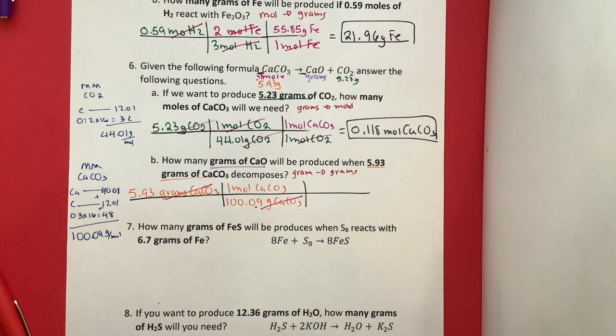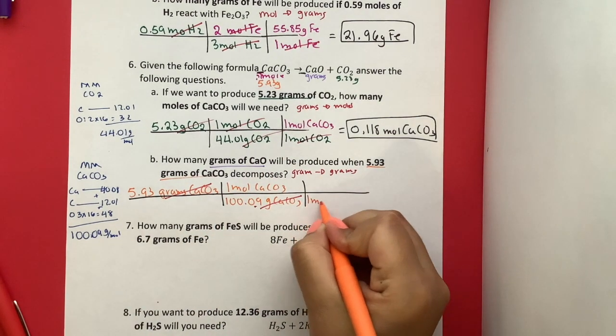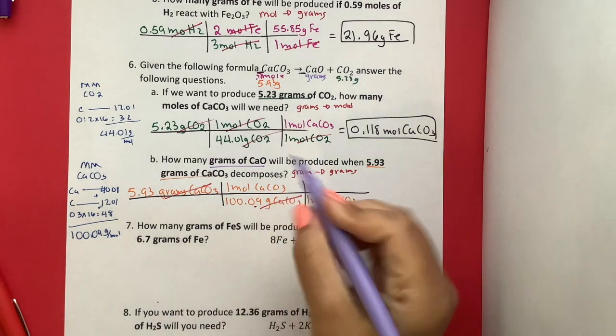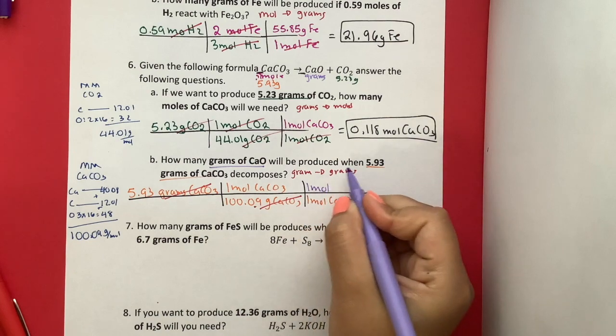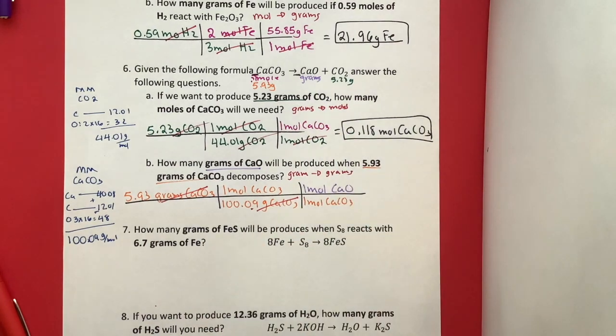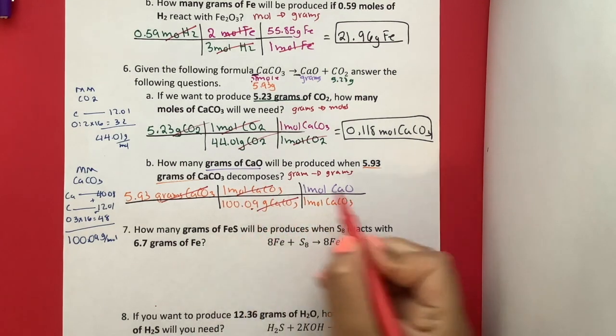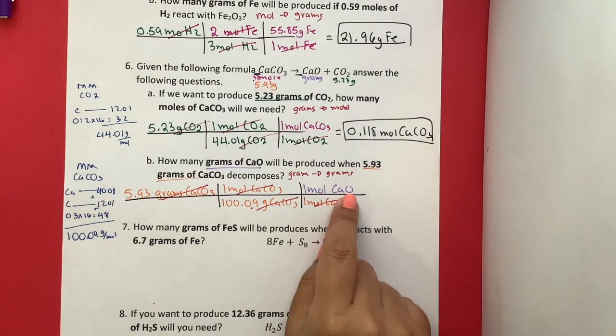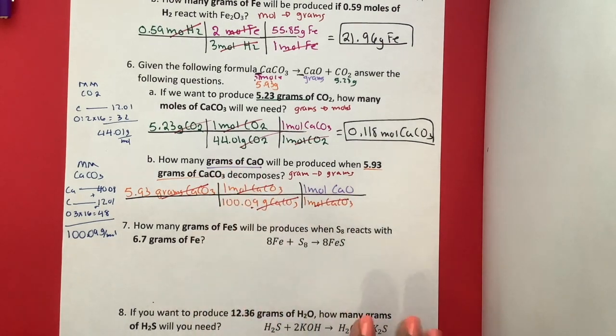Okay, so I have 1 mole of CaCO3 for every 1 mole of CaO. The moles of calcium carbonate cancel out. I'm left in moles of calcium oxide, but the question is asking me for grams.